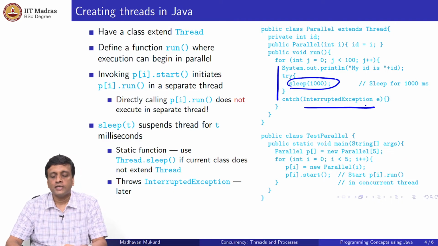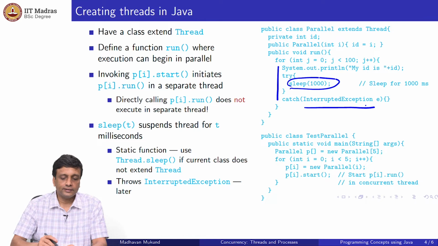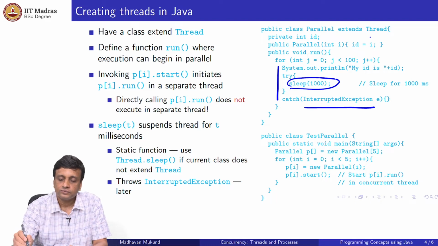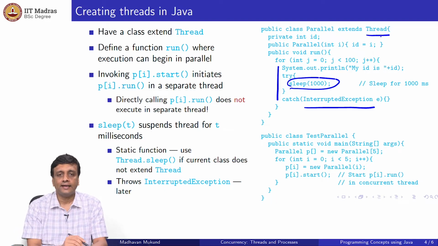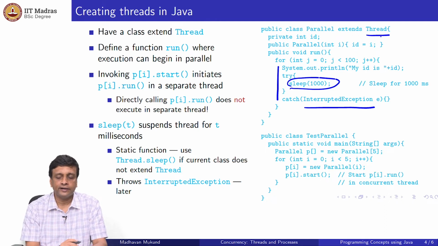So when we call sleep, we must catch this interrupted exception, otherwise Java will throw a type error and compiler error. And the other thing is that sleep is actually a static function, right? So here, because we are extending Thread, it is available to this class internally because it is inherited from Thread.